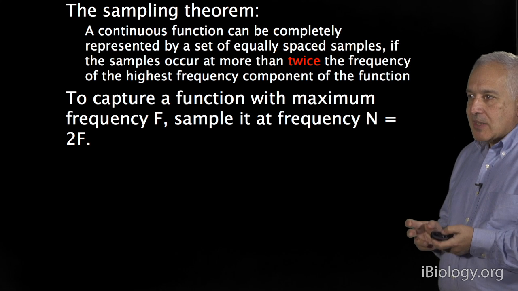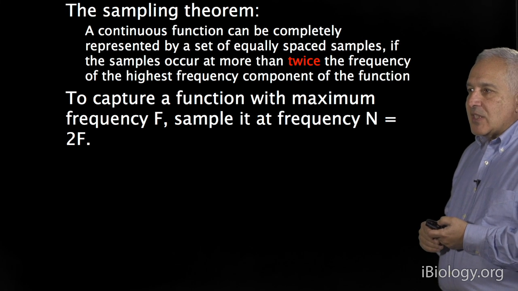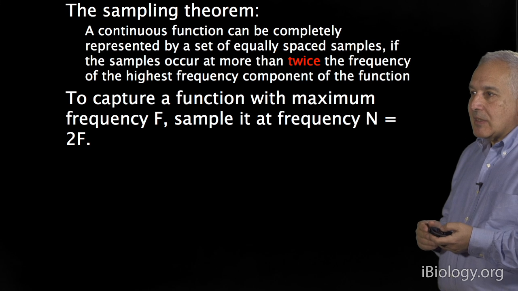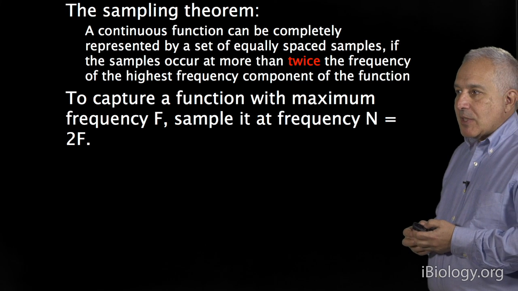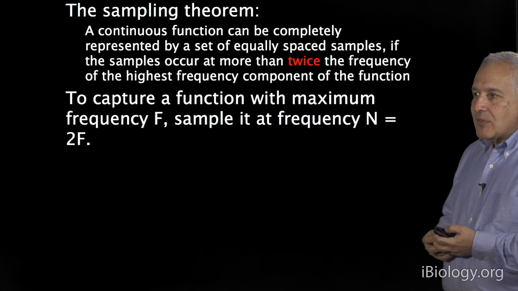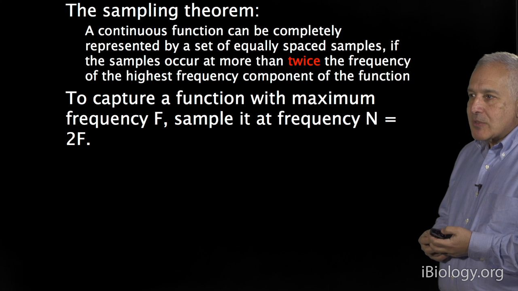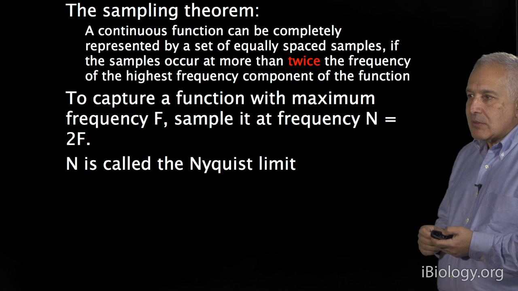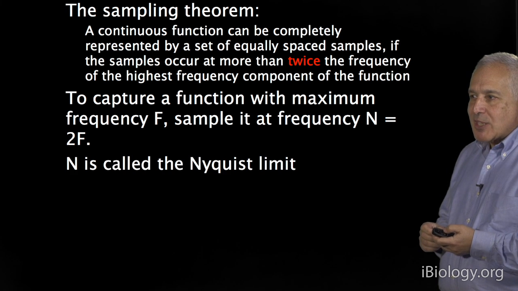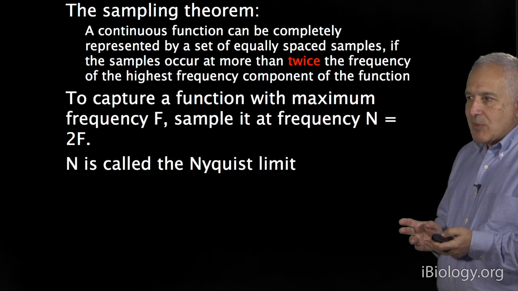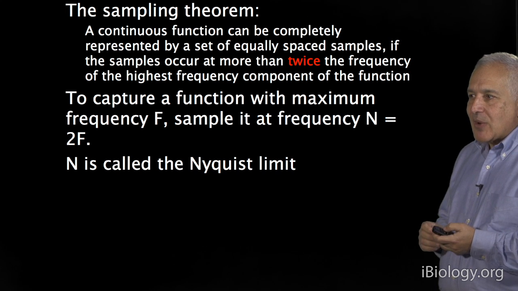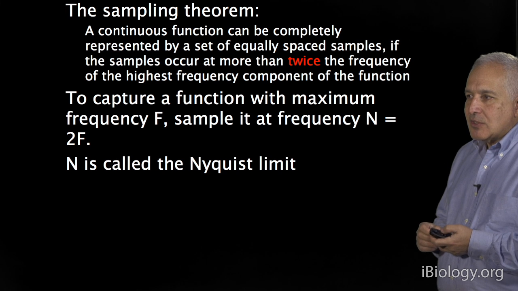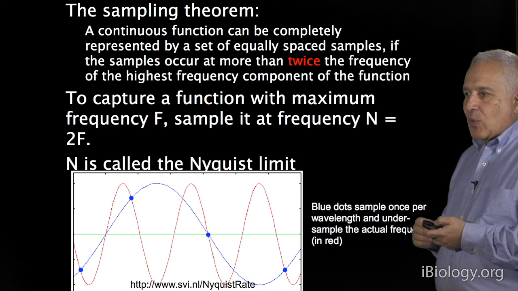So the sampling theorem, which is just the Nyquist theorem, says that a continuous function, for example, some banding pattern in an image, can be completely represented by a set of equally spaced samples if the samples occur at more than twice the frequency of the highest frequency component of the function. So to capture a function with maximum frequency f, whatever image you're looking at, you must be taking samples at twice that highest frequency. This is the Nyquist limit. And down here is just shown why you have to do that.